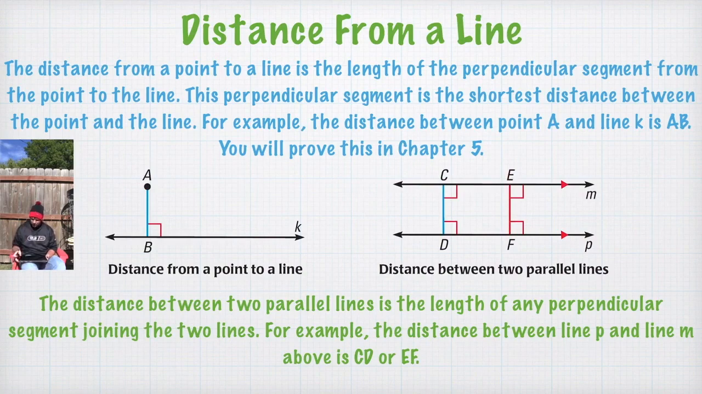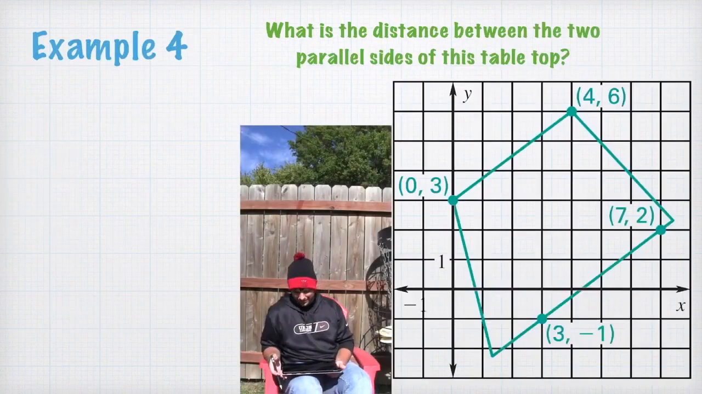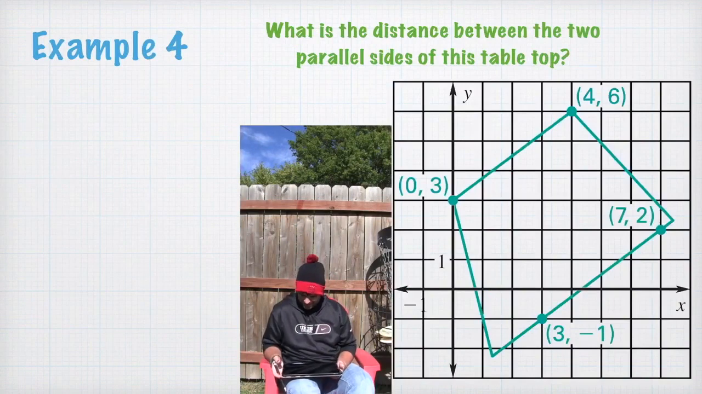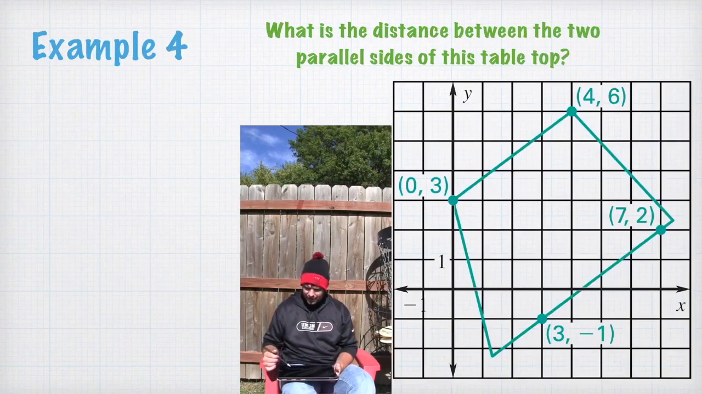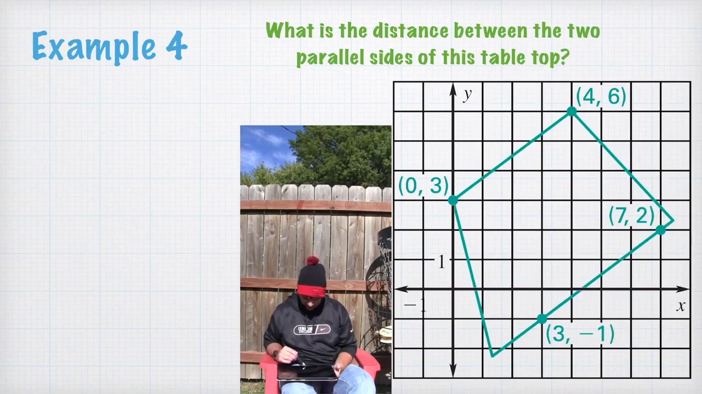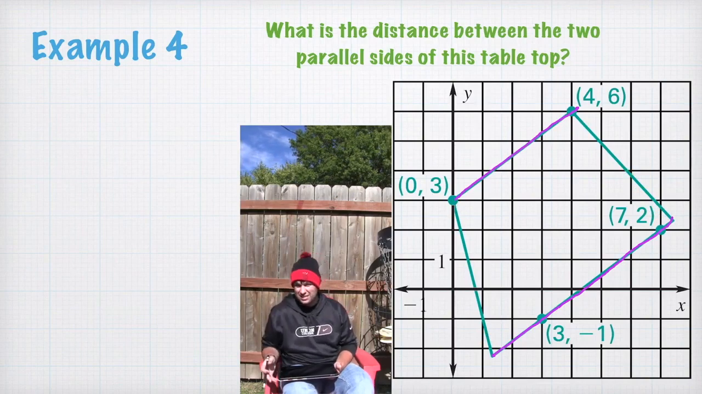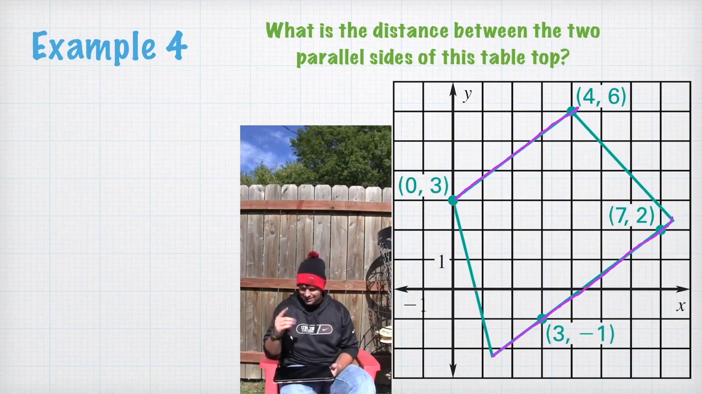Okay, so let's go ahead and do our last example. What is the distance between the two parallel sides of the tabletop? So it's pretty obvious which two sides are parallel, this side and this side. Let's go ahead and color them both purple. The main reason we could tell that is these two slopes definitely don't match up. Okay, so to find the distance between them, we have to find the perpendicular line that connects them both.